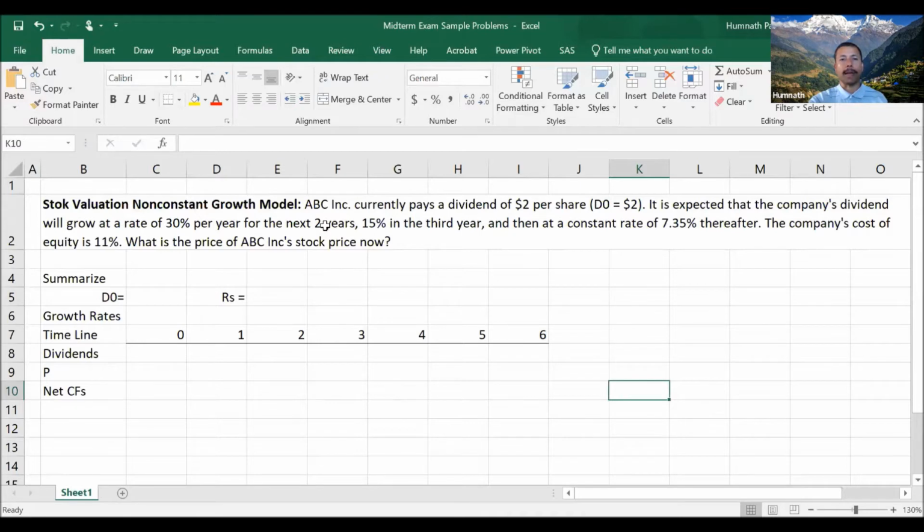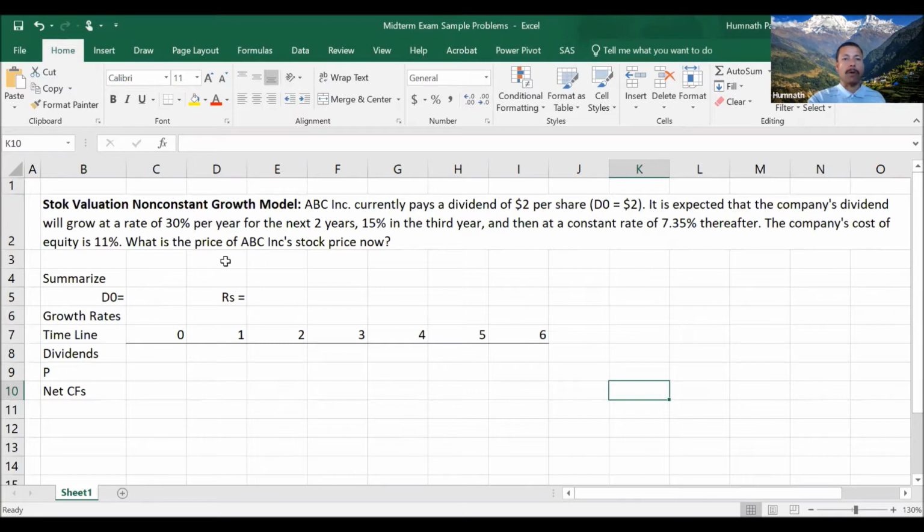In this example, ABC Corporation currently pays a dividend of $2, and it is expected that the company's dividend will grow at a rate of 30% for the next 2 years and 15% in the third year, and then at a constant rate of 7.35% thereafter. If the company's cost of capital is 11%, what is the price of the stock right now? Let's start summarizing this problem.